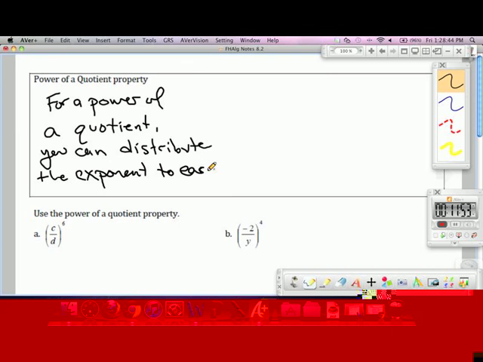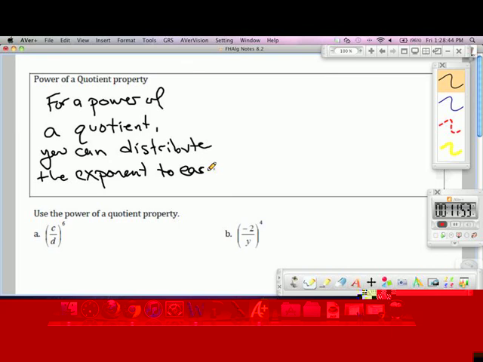Well, the bases are different, so we can't go combining them together. The best we can do is just leave it as c to 6 over d to 6. C and d aren't necessarily the same, so we can't combine these. We can't subtract the exponents.